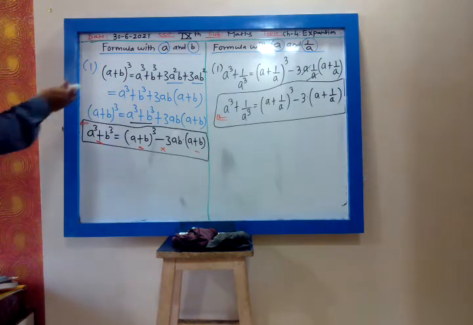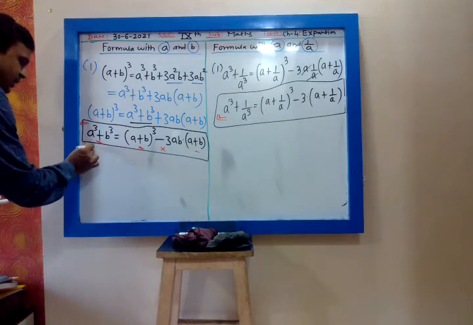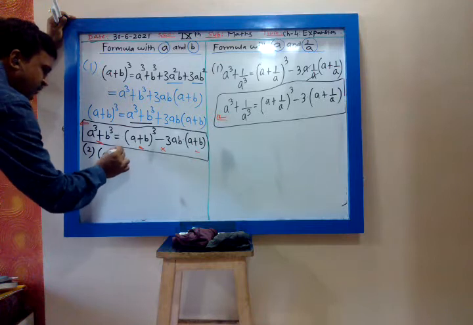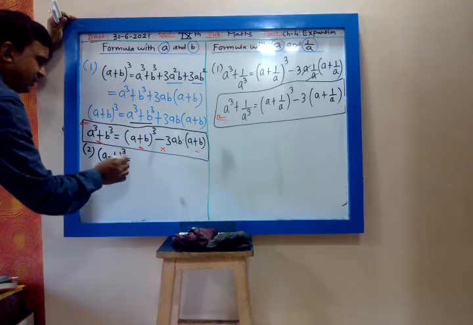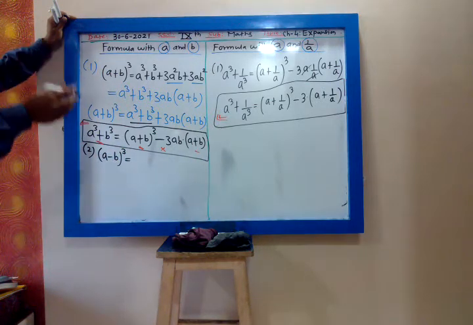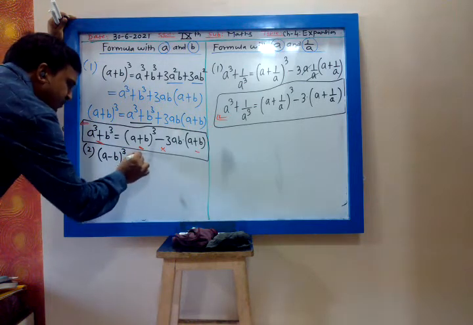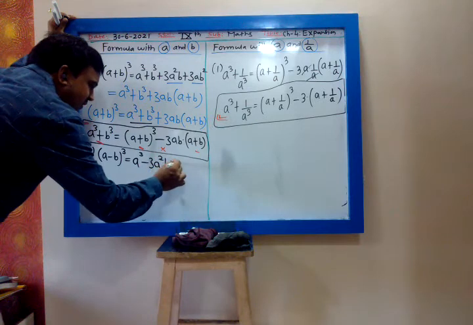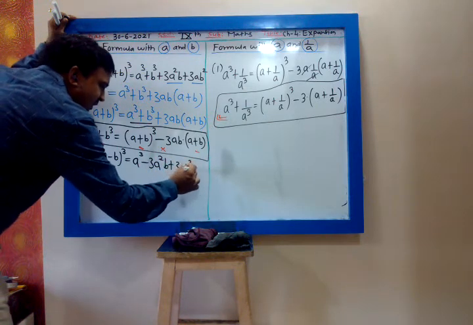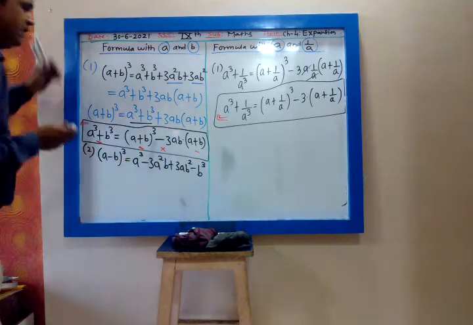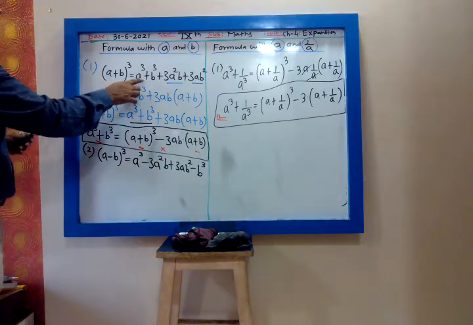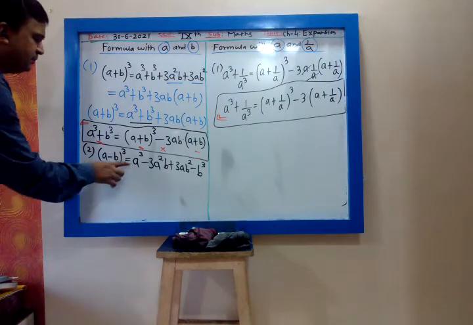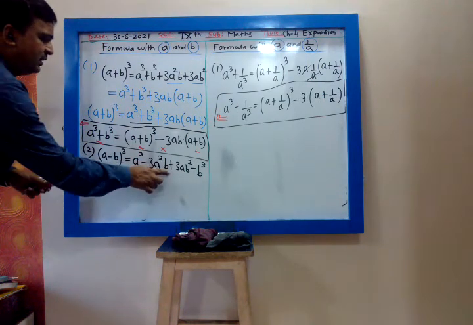Now let us take (a − b) whole cube. Whenever it is a minus b, you have to change the alternate sign. It is first a³, then minus 3a²b, plus 3ab², minus b³. Remember, whenever it is plus, everywhere it is plus, but whenever it is minus, you start with plus, minus, plus, minus.